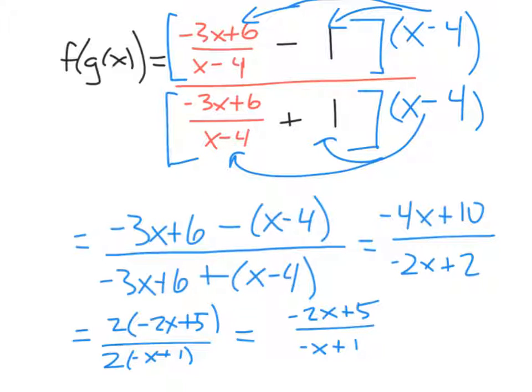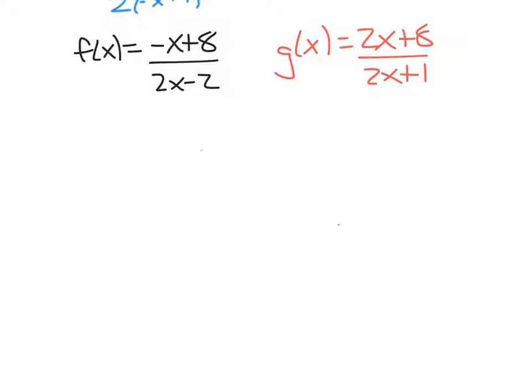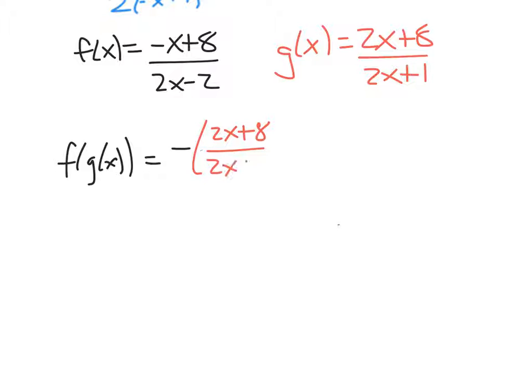So what did we learn about this problem? That it's not an inverse. Okay, how do you know it's not an inverse? Because you can't simplify it. Yeah, that's not x, and you can't simplify it anymore to get to x. So there's no need for us to do g of f of x, right? Okay, let's do one more. Again, we're gonna find f of g of x and see if it's x. So f of g of x equals negative, and now we're putting the g in here: 2x plus 8 over 2x plus 1.